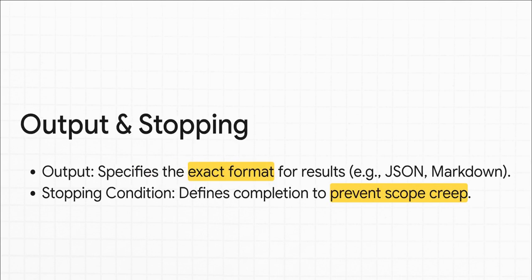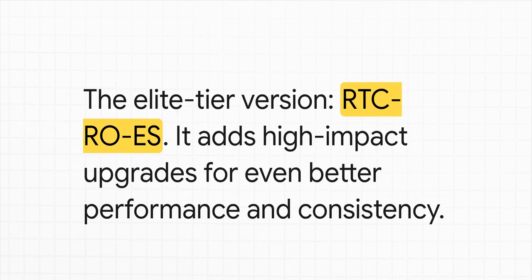And finally, we have to define the deliverable and tell it when the job is done. O for output specifies the exact format you need. Maybe it's JSON for an API, or a neatly formatted markdown for a report. And S for the stopping condition is your off switch. It tells the AI exactly when to stop, which prevents it from going off on a tangent and rambling on forever.